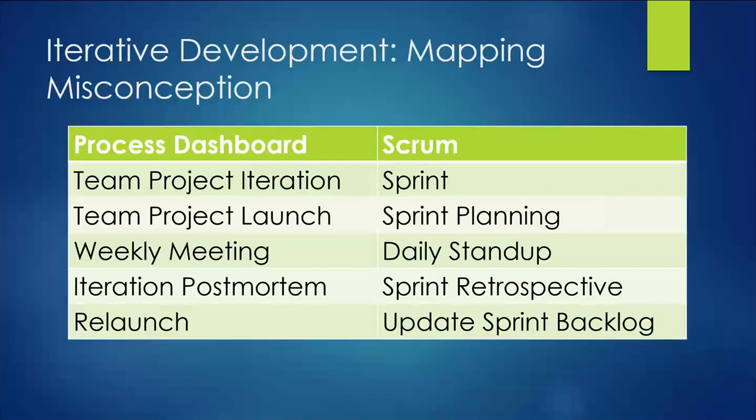And because the word iteration shows up in both Team Software Process and in Scrum, some people tend to think that an iteration basically maps into a sprint, and that sprint planning is basically the same thing as a launch, and that the daily stand-up on a Scrum team is similar to the weekly meeting in a high maturity or TSP team, that the retrospective is similar to the postmortem, and that the relaunch corresponds to the sprint activity of backlog grooming.